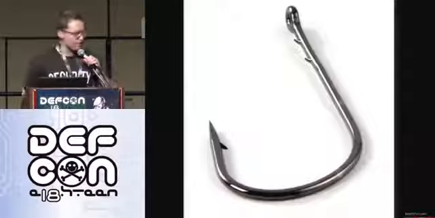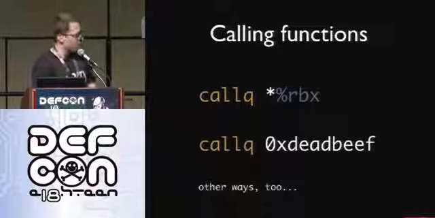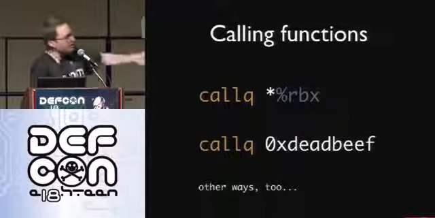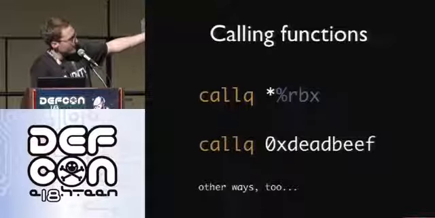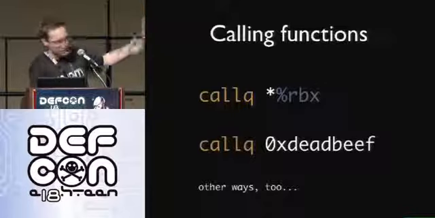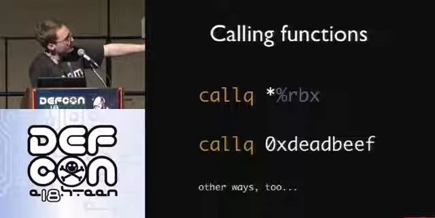Okay, so we know enough stuff. Let's start hooking some functions. So functions can be called in lots of different ways on x86. There's two really common ways. One common way is calling indirectly via a register, like you see on the top. So in this example, RBX would just hold the address of the function you want to call, and it'll just indirectly call the function.